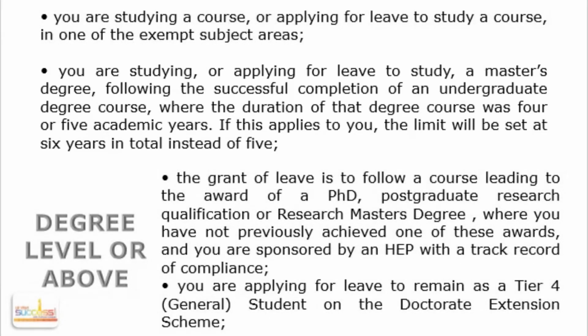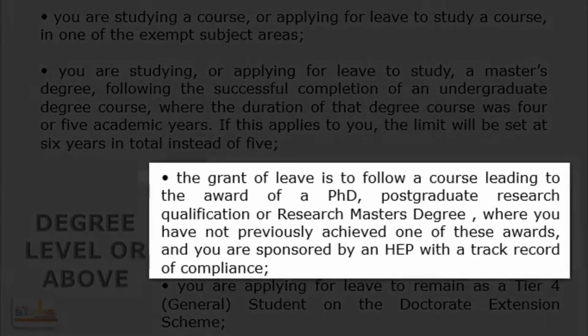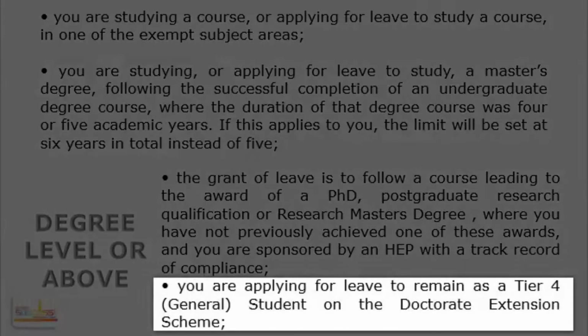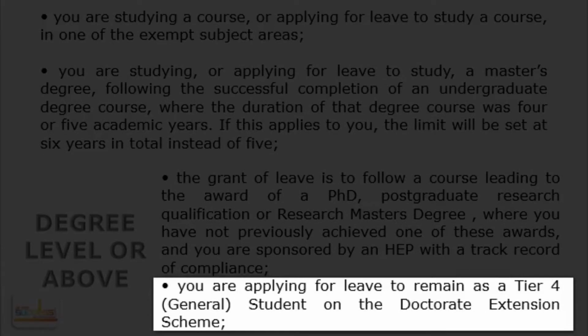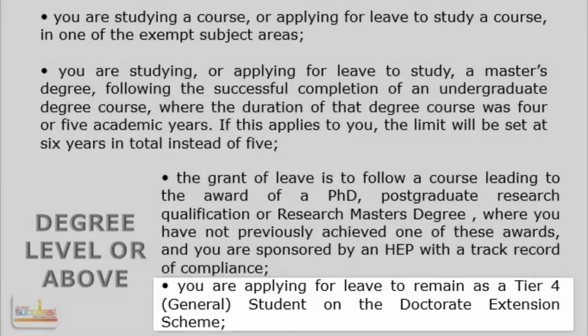And the next exemption is the grant of leave. The grant of visa is to follow a course leading to the award of a PhD, postgraduate research qualification, or research master's degree where you have not previously achieved one of these awards and you are sponsored by a higher educational provider with a track record of compliance. You are applying for leave to remain as a tier 4 general student on the doctorate extension scheme.